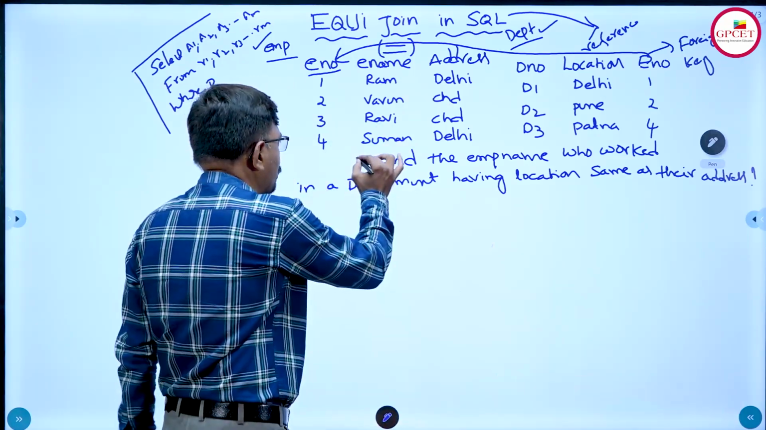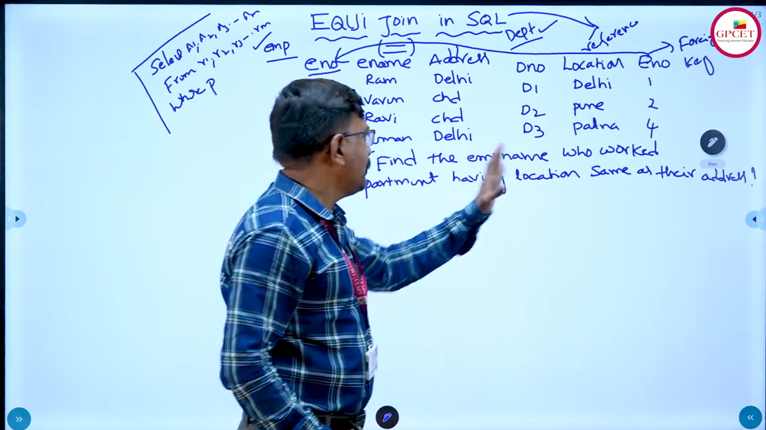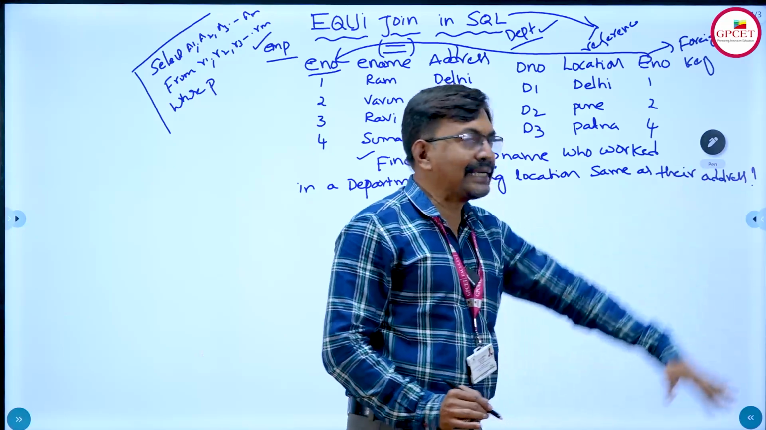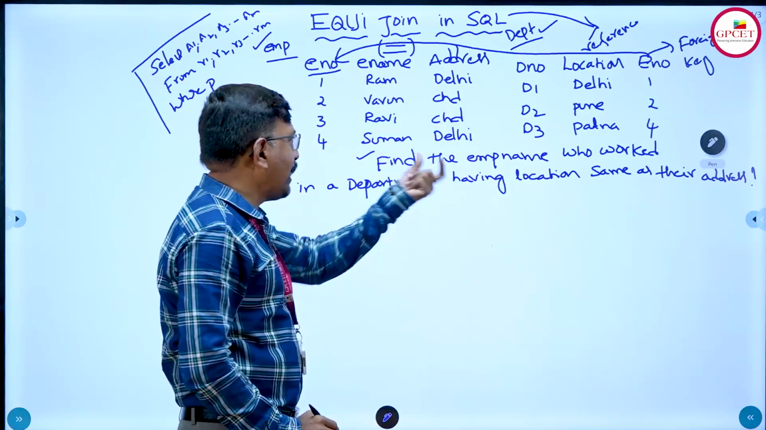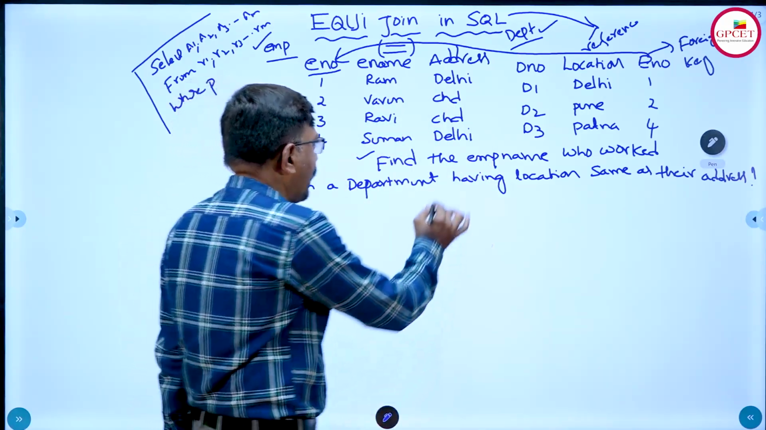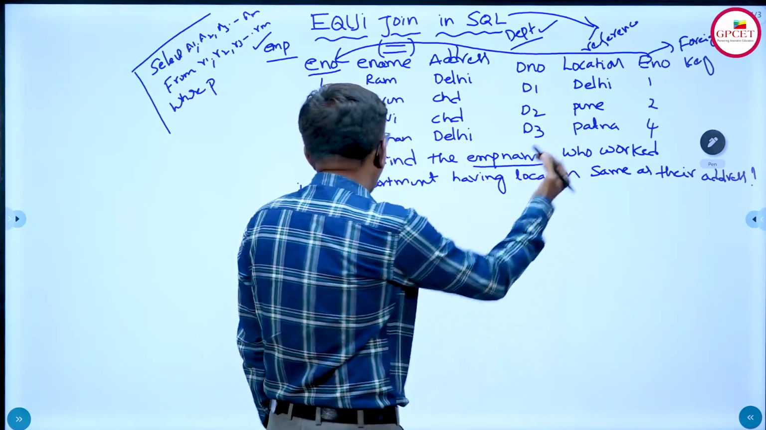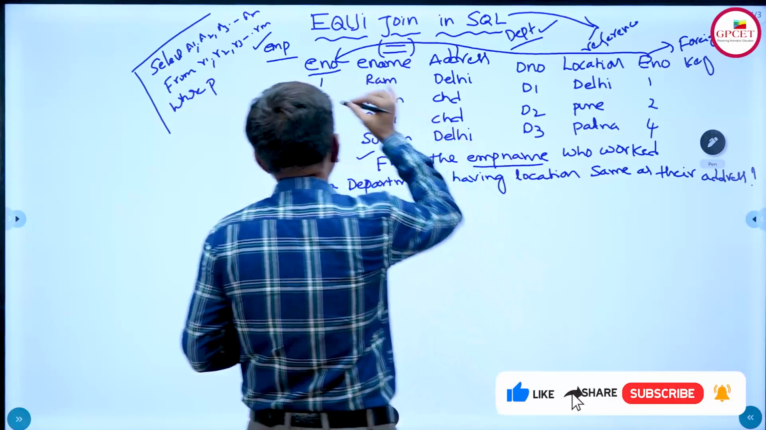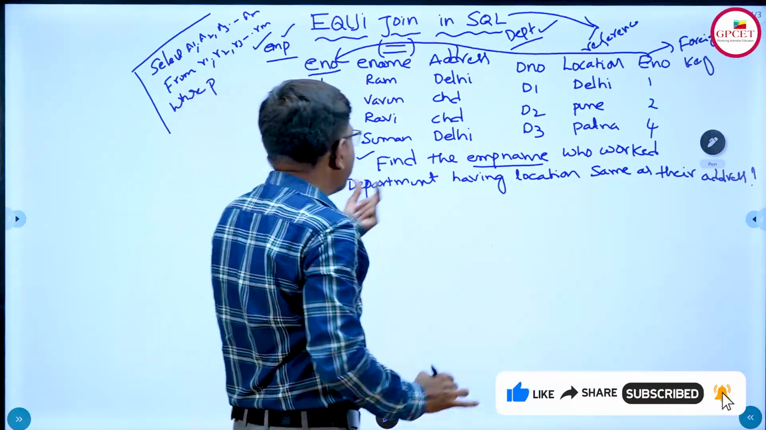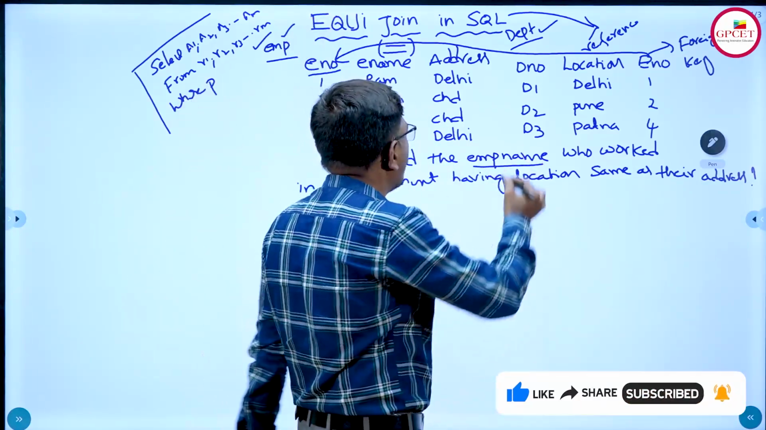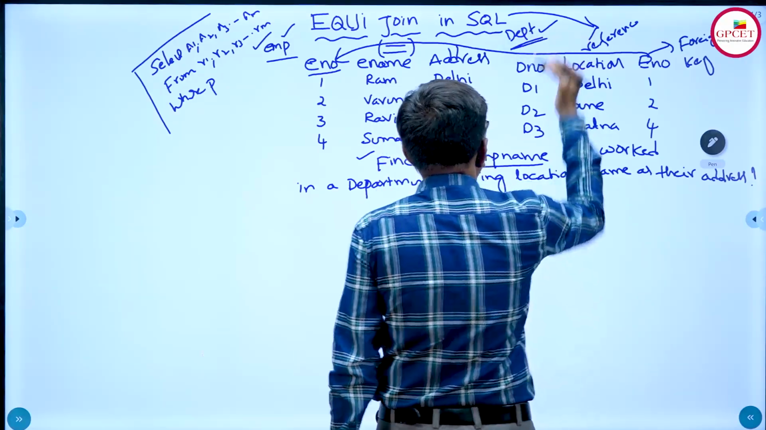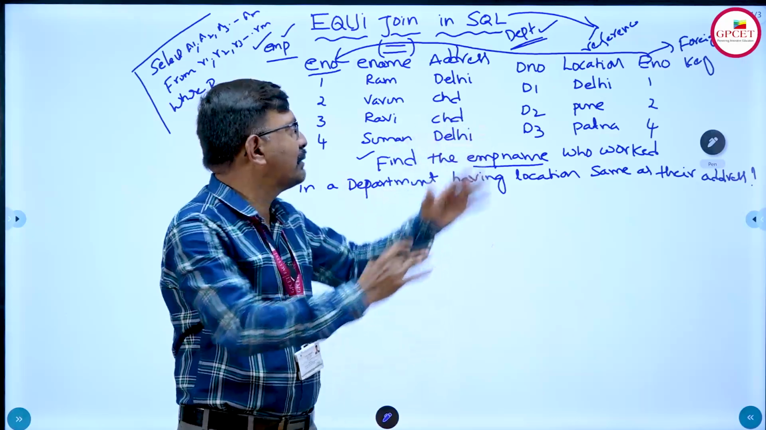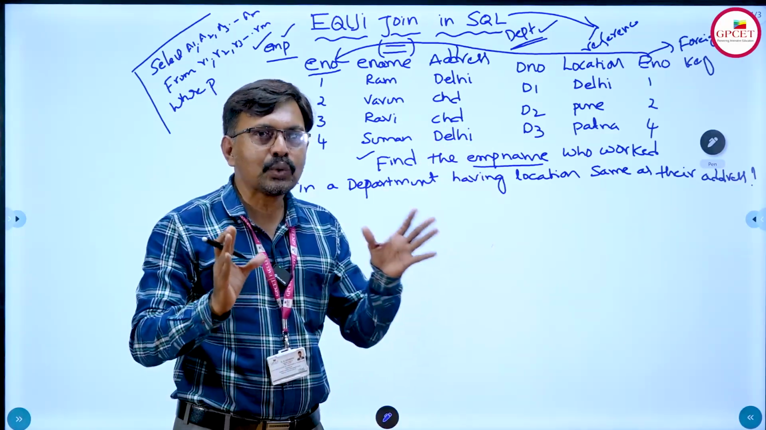Observe the given question: find the employee names who worked in a department having a location same as their address. Find the employee name, so we choose the employee table. Who worked in a department, so we choose the department table. That's why we choose two tables: one is the employee table, the second one is the department table.